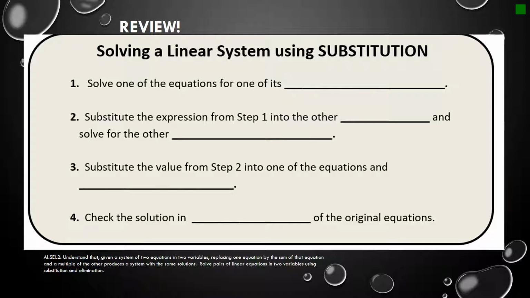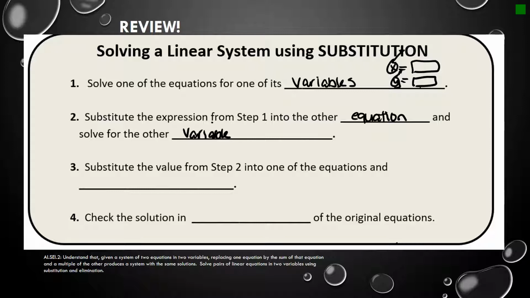Solve one of the equations for one of its variables. Substitute the expression. Now remember, what that means is you're going to have x equals something, y equals something. You're going to box that something, then you're going to boot whatever you have alone out. And you're going to substitute that expression in from step 1 into the other equation and solve for the other variable.